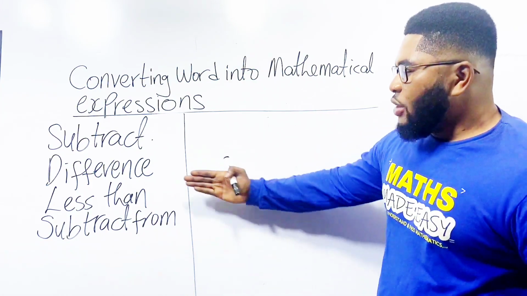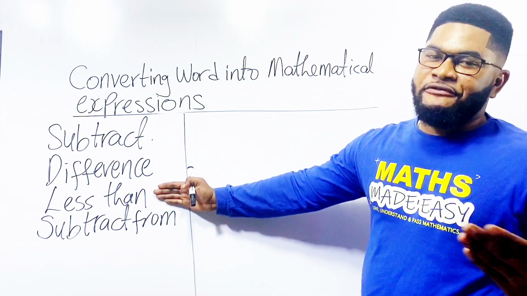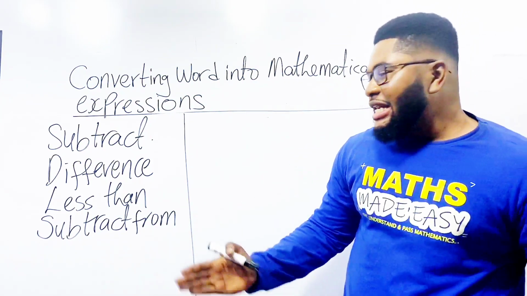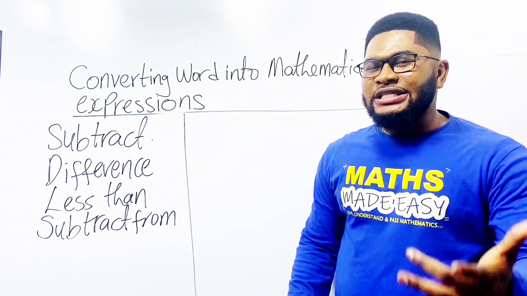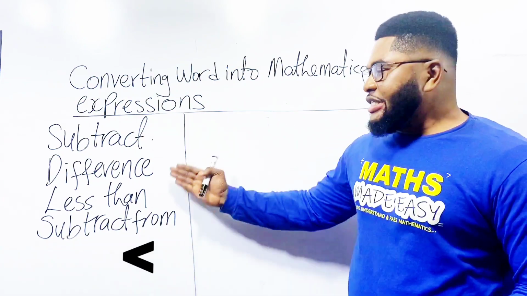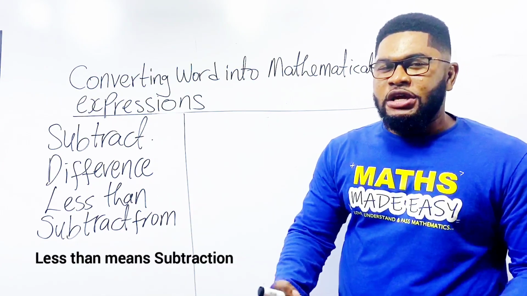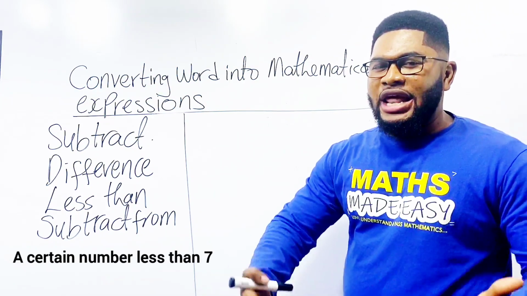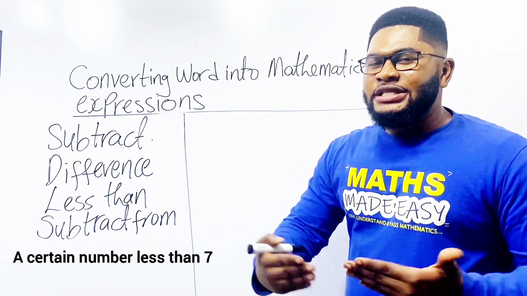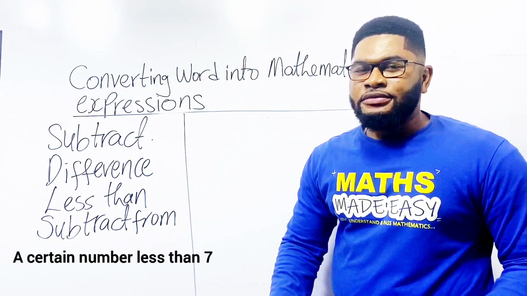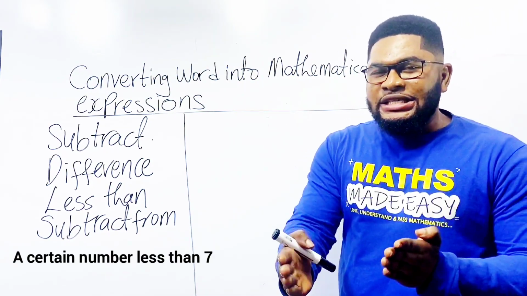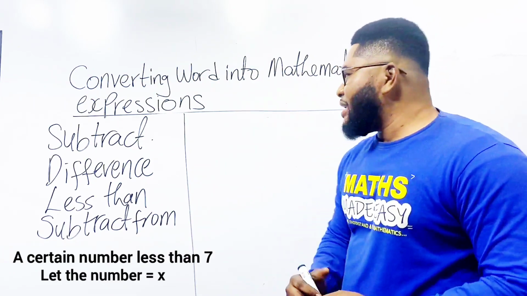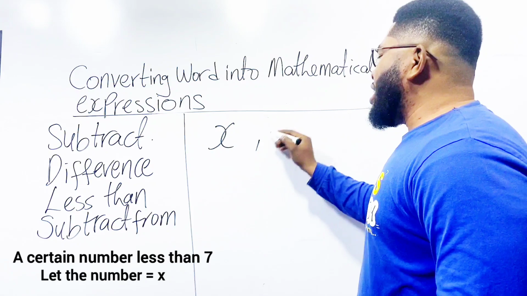Let us take a look at the word less than, or let me say a phrase less than. Now, if you don't take care, you will mistake this less than for the sign less than. Please, in this situation, less than means subtraction. Let me give you an example. A certain number less than 7. As rightly said, let that number be a variable x. And then we have 7.